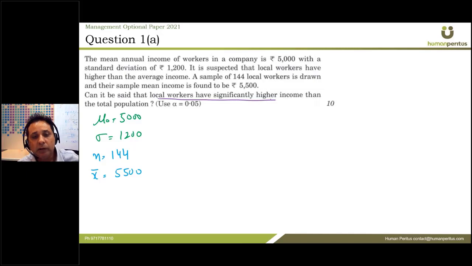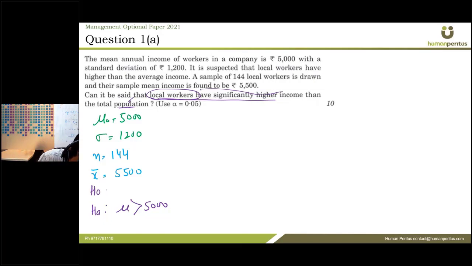Okay, so whatever we are trying to prove, that becomes my alternate hypothesis. So we always write the alternate hypothesis first, then we write the null hypothesis. My alternate hypothesis is written as HA. Sometimes it is also written as H1. The alternate hypothesis becomes mu is greater than 5,000. Why? Because mu is the mean of the population of local workers, and we are trying to prove that this is higher than the total population, which is 5,000. So my alternate hypothesis becomes mu is greater than 5,000.